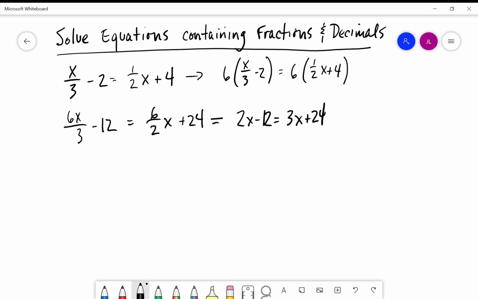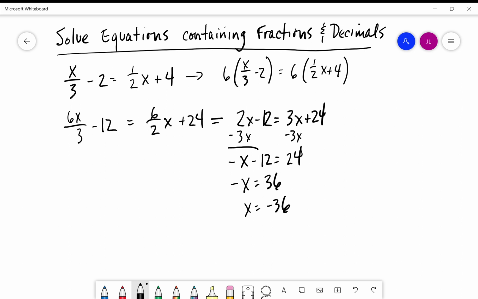So now let's subtract 3x from both sides. And what we'll get is negative x minus 12 equals 3x minus 3x is 0, and 24. So now if we add 12 to both sides, negative x equals 36. x would be negative 36.